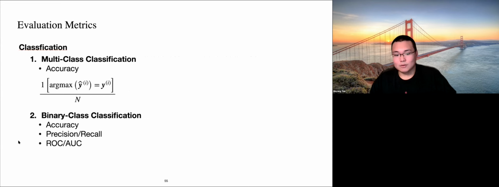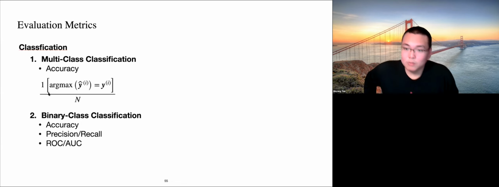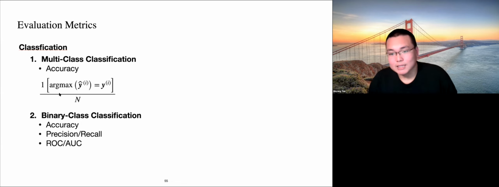And for evaluation metrics, for the classification task, when we are having multi-class classification, we use the accuracy defined here. And for binary classification, we can use accuracy, precision, recall, or ROC AUC.